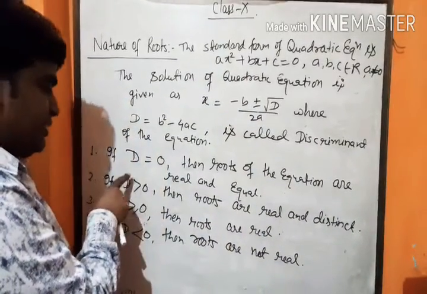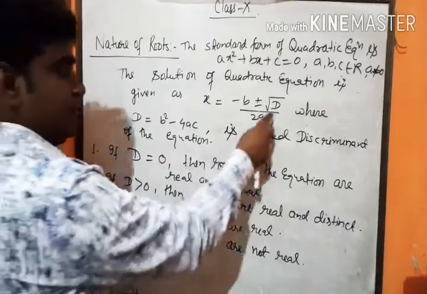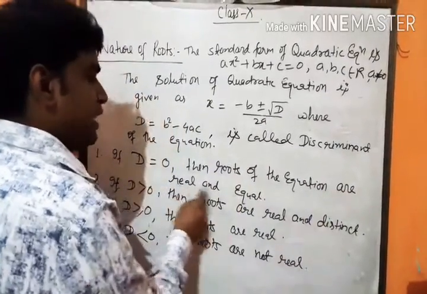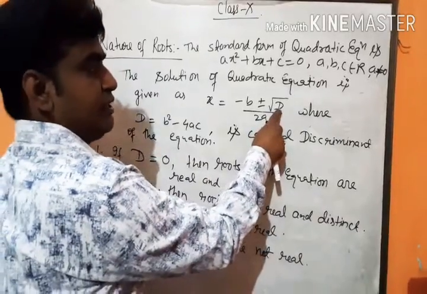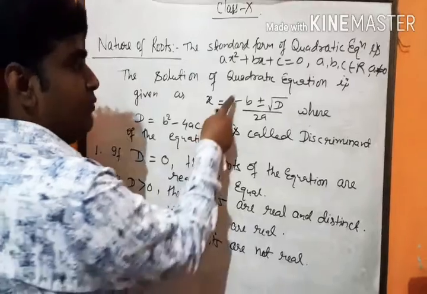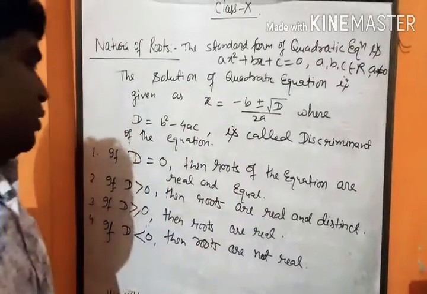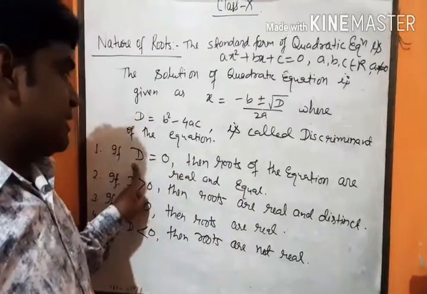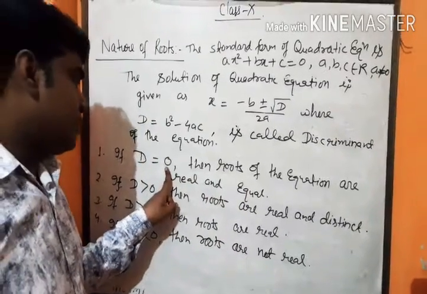Nature of the roots means the solution of the given equation is real or not. But here we see that if d equal to 0, then the roots or zeros of the given equation are real and equal. Now pay attention, if the value of d is 0 then our solution must be minus b upon 2a, and we know that minus b upon 2a is a real number, so we can say that for real and equal roots the discriminant of the given equation must be equal to 0.